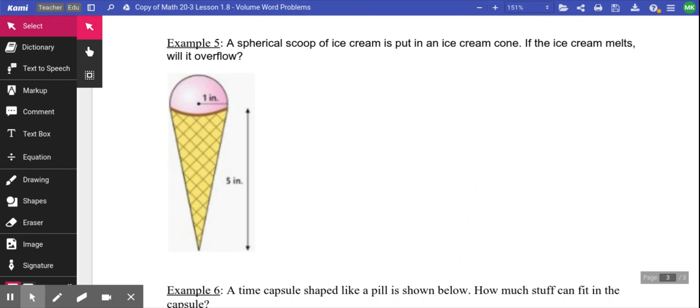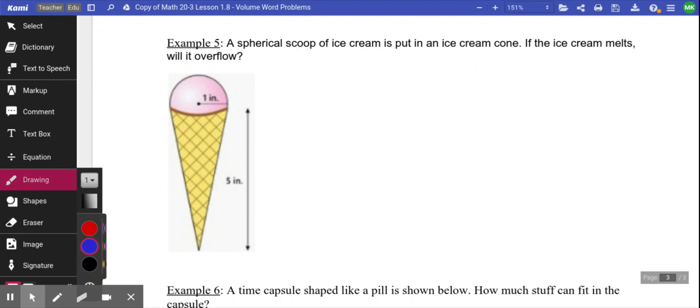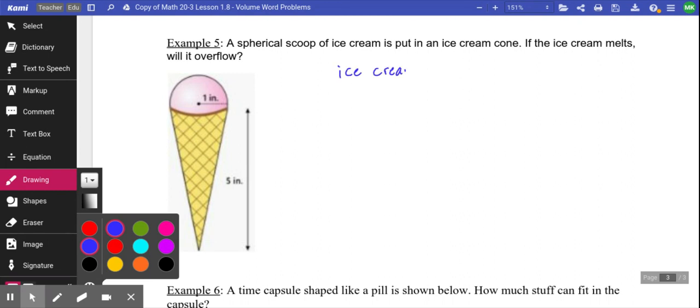It depends if it's just on top or if it's a large cone. Assume it's going all in the middle. 5 inches is a pretty big ice cream cone. So we'll do the scoop, the ice cream, so just divide it by 2, versus the cone.